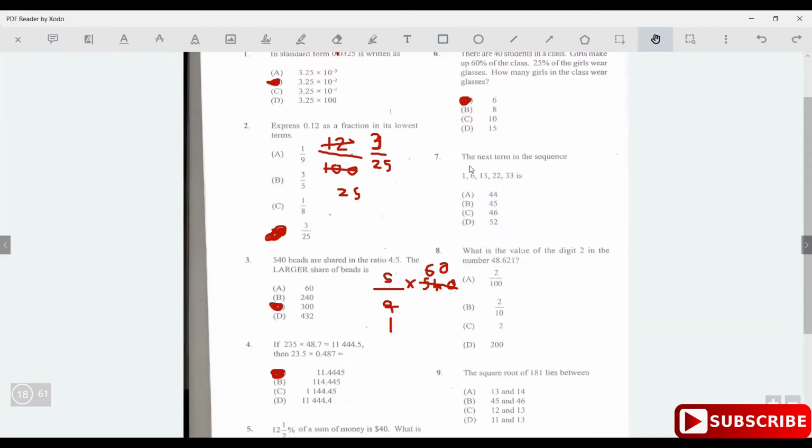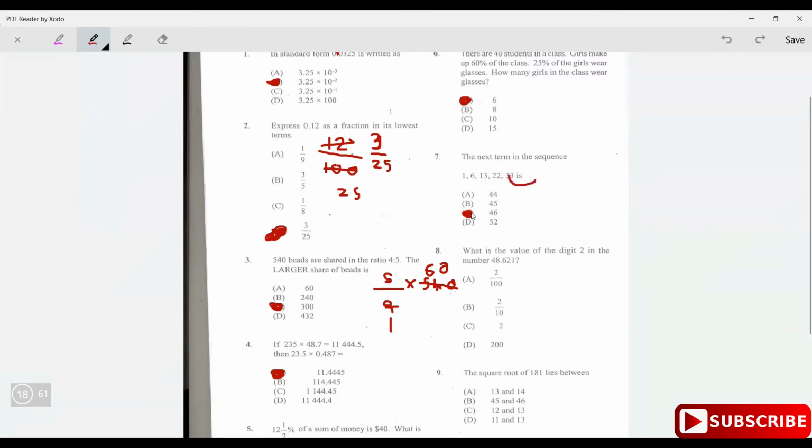Question 7. The next term in the sequence 1, 6, 13, 22, 33 is going to be 46, because look at the pattern. Increase by 5, increase by 7, increase by 9, increase by 11, then increase by 13. That's 46. Nice.